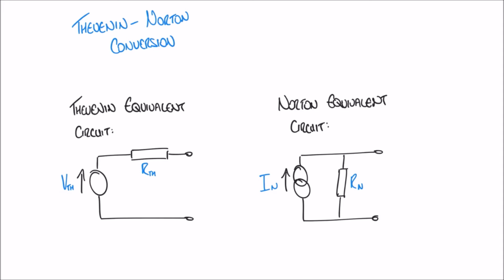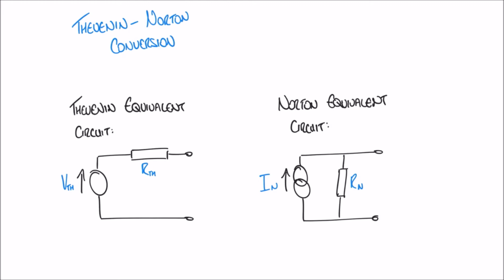In previous videos, we've looked at two circuit theorems that involve simplifying circuits down to just two components. We've looked at Thevenin's theorem, which allows us to simplify a circuit down to a Thevenin equivalent circuit, like the one on the left here, which consists of a voltage source called the Thevenin voltage and one resistor in series, a Thevenin resistor. And the other theorem was Norton's theorem, which allows us to simplify down to a Norton equivalent circuit, which consists of one current source, the Norton current, in parallel with one resistor, the Norton resistor.